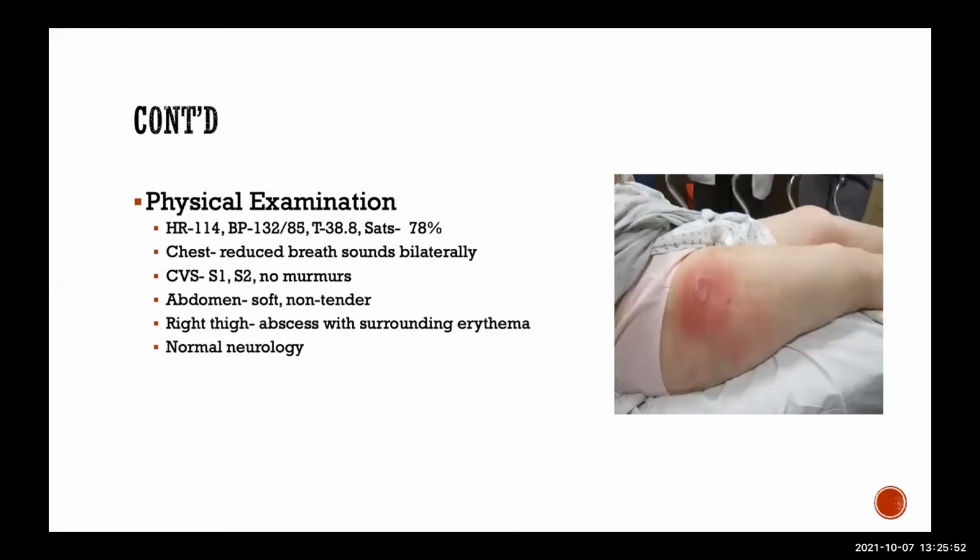So we went on and examined this lady. She was tachycardic at 114. She was pyrexial, and she was saturating at 78% in room air. The chest examination revealed reduced breath sounds bilaterally. And on the right thigh, there was a really big abscess with surrounding erythema. The rest of the system examination was fine.